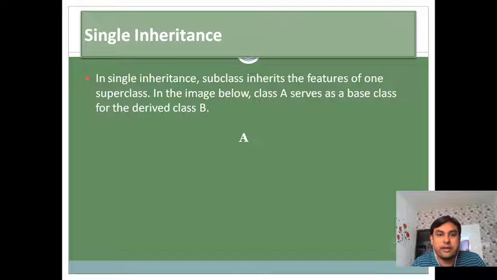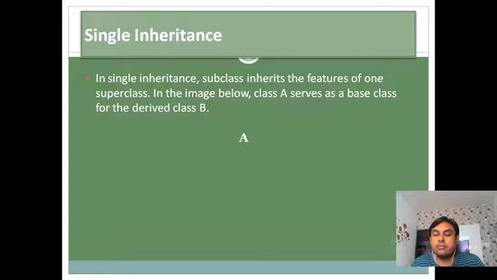We will start with single inheritance. In single inheritance, a subclass inherits the features of one superclass. Whenever you have an inheritance relationship, the existing class is called the superclass and the new class that you derive from the existing class is called the subclass. So in single inheritance, the subclass inherits the features of the superclass.